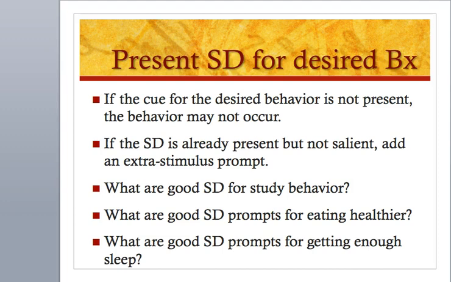And so I want to talk a little bit about the goal of presenting the SD for a desired behavior. So one of the ways that we can increase the probability that we get the behavior that we want is if the cue for the desired behavior is not present, then that behavior may not actually occur. And if it's already present, but it's not very salient, you can add extra stimulus prompts. So that's one way you can make it more salient. You can increase its noticeability.